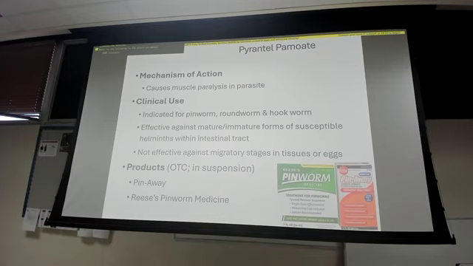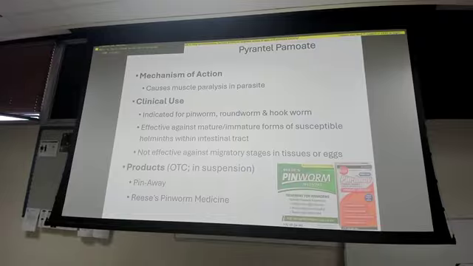And so what it is indicated for is pinworm, roundworm, and hookworm. And you can get this medication over the counter. It's called Pin-Away, very easy to remember, or Reese's Pinworm Medicine.